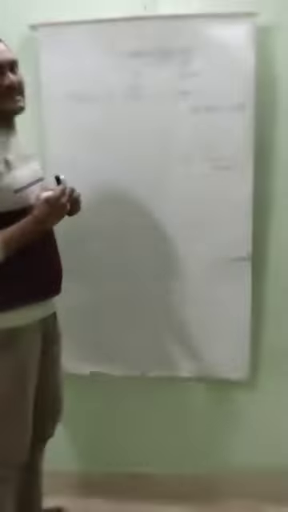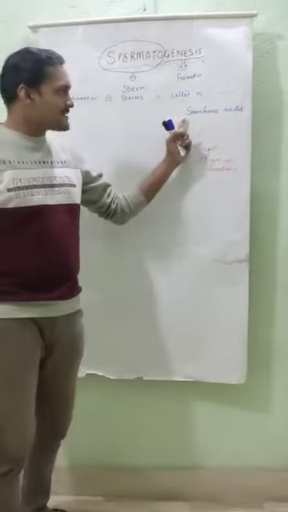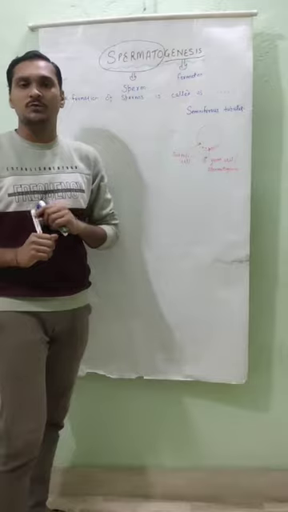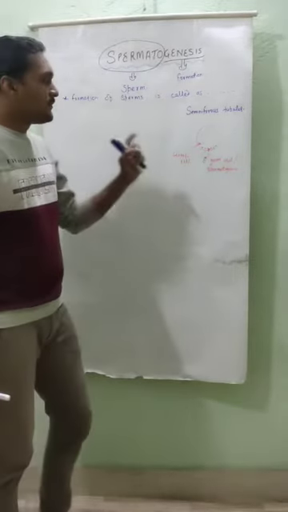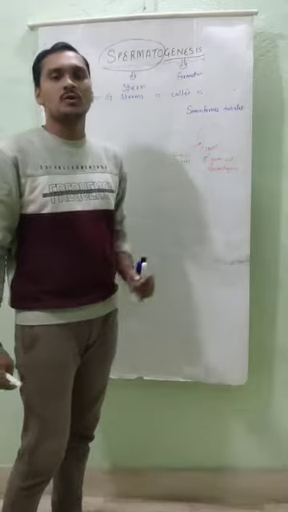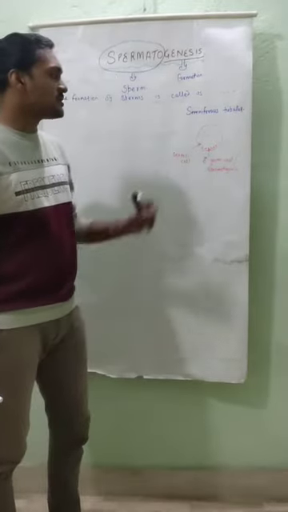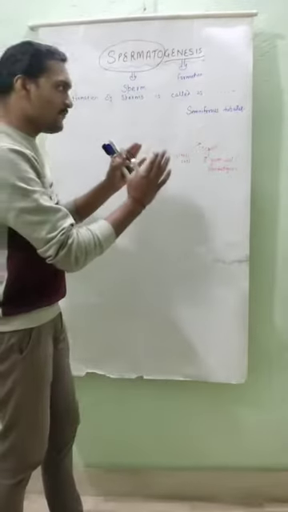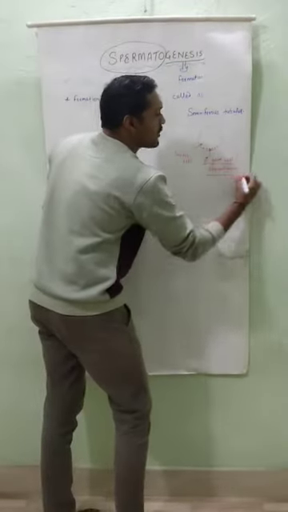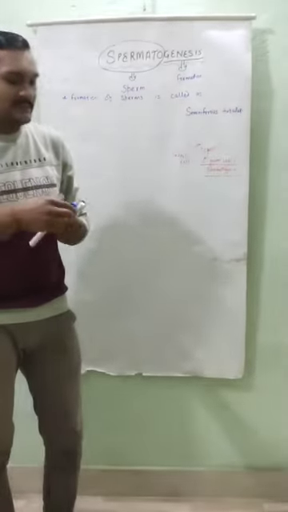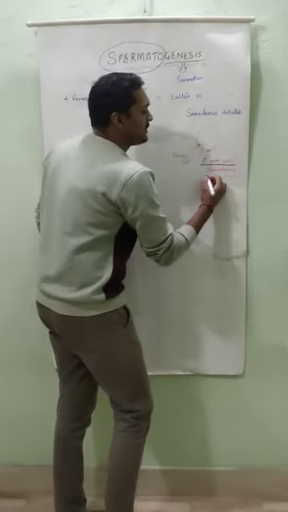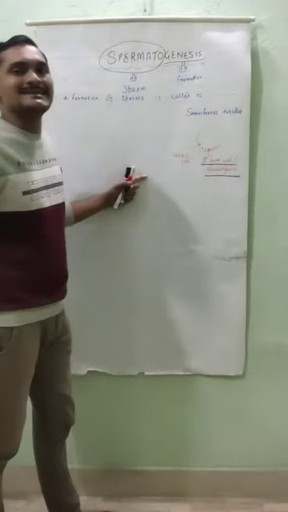So there are two types of cells which we had studied while studying seminiferous tubules. The inner lining of the seminiferous tubule is lined with male germ cells, also called spermatogonia, and Sertoli cells. Now, if we want to study spermatogenesis, this is the basic structure from where it begins. The process of spermatogenesis begins with male germ cells or spermatogonia.